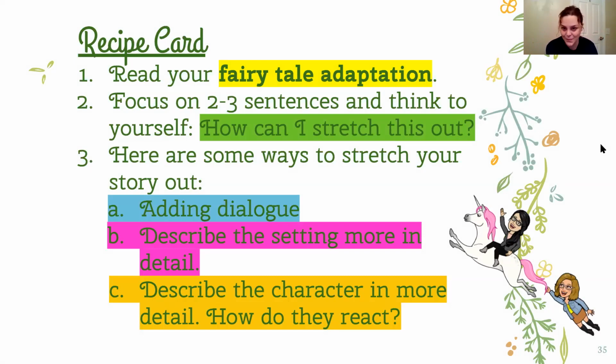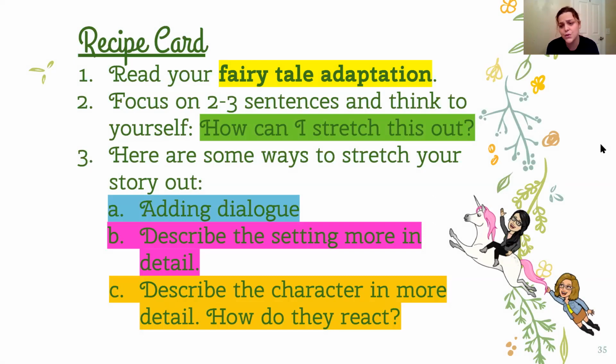Called Little Red Panda Bear and the Ferocious Snow Leopard. So I'm going to do that in a moment. But as I'm reading, I'm thinking about what's next on my recipe card. So for example, number 2 says, focus on 2 to 3 sentences and think to yourself. So I'm going to read my fairy tale that I have so far.